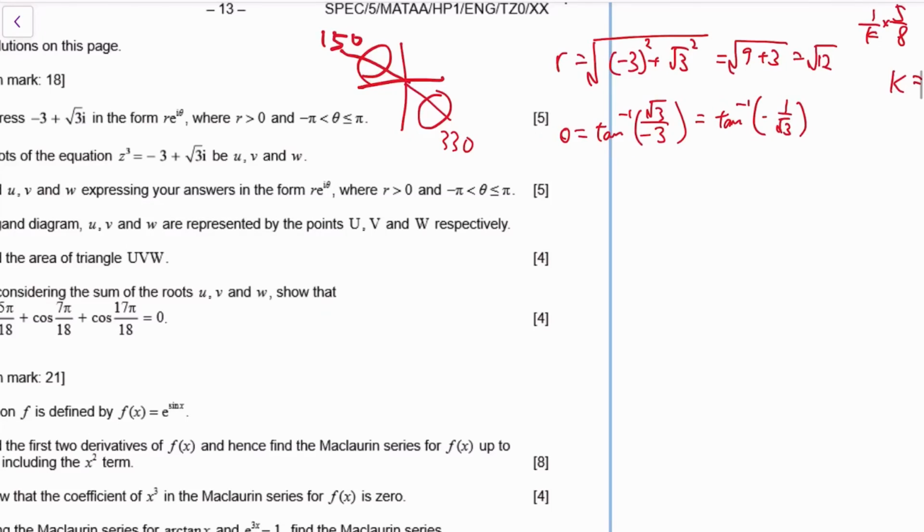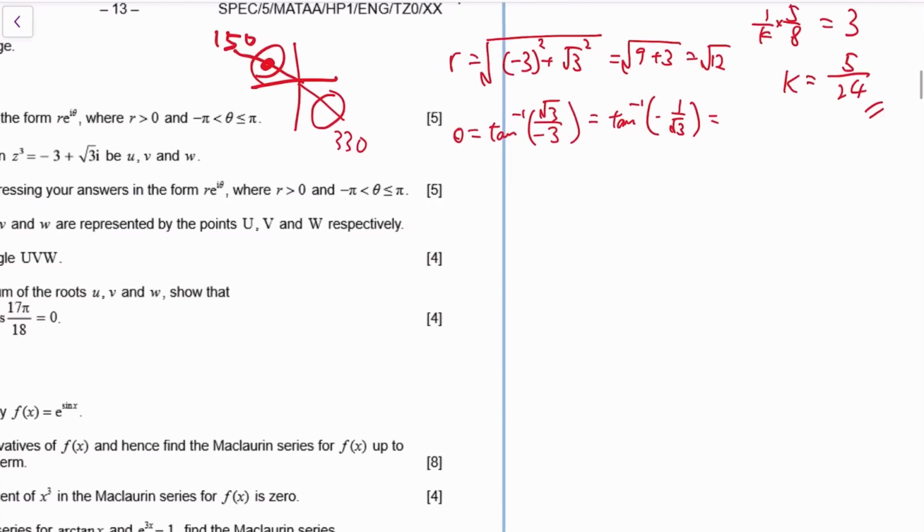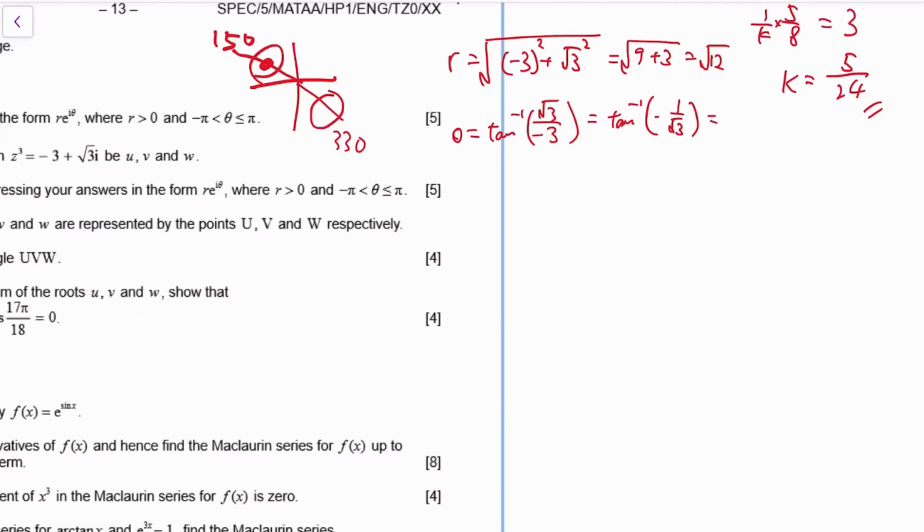Which one should we choose? The complex number is negative 3 plus root 3i, so it seems like it's in quadrant 2. So it's 150. Change 150 to radian. That's what, 5 over 6, I believe? 5 pi over 6. Okay, so the Euler form would be root 12 e^(i 5 pi over 6).